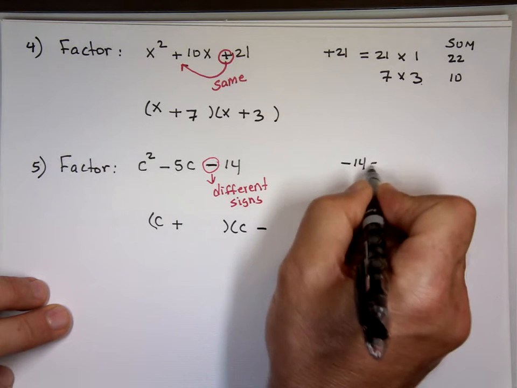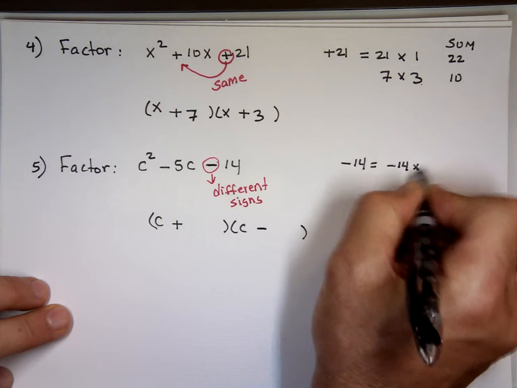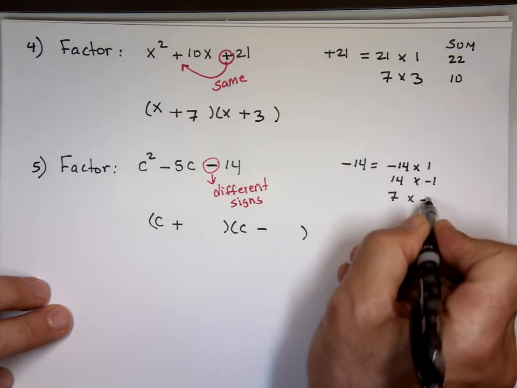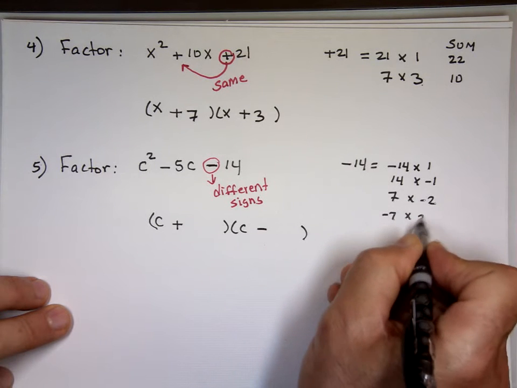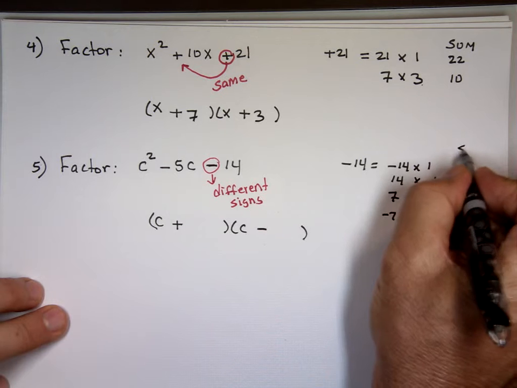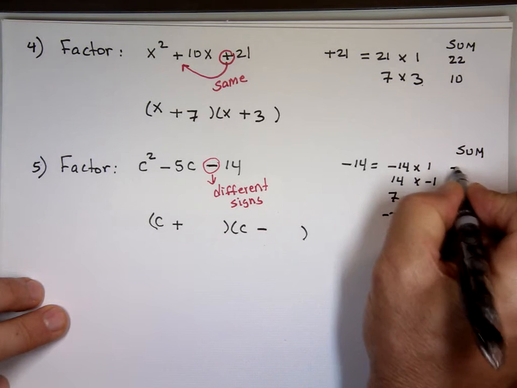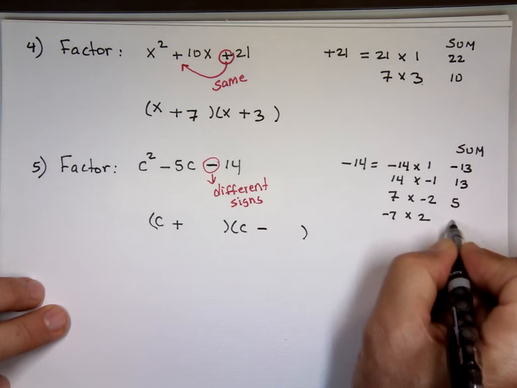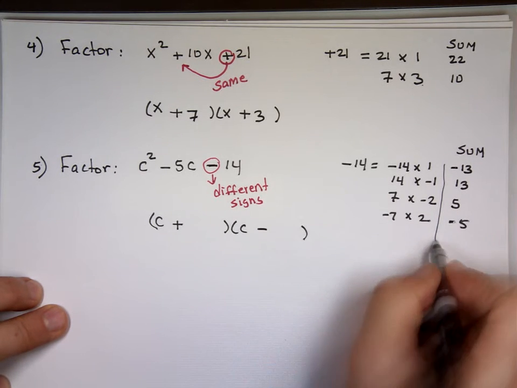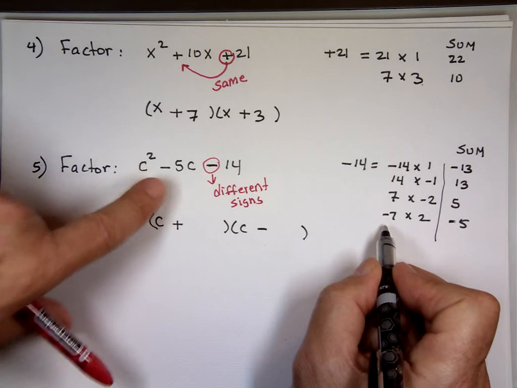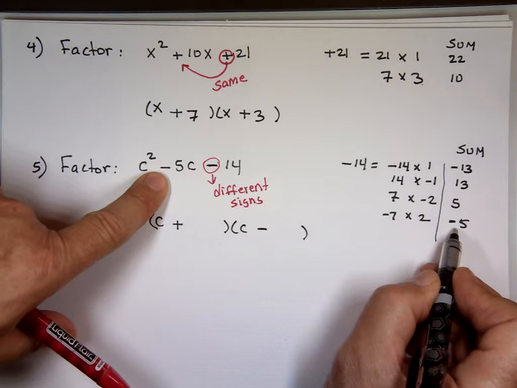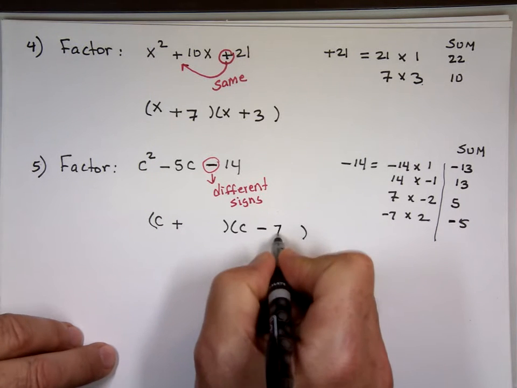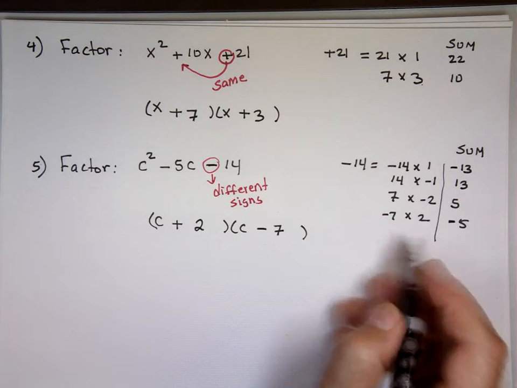How do you get negative 14? Negative 14 times 1, or 14 times a negative 1, or 7 times a negative 2, or negative 7 times 2. Let's look at the sum. That's negative 13. This is 13. This is 5. This is negative 5. You want the sum to be what? Negative 5. Notice that matches. So it's negative 7, positive 2. The negative goes with the 7. The positive goes with the 2. It has to be this one.